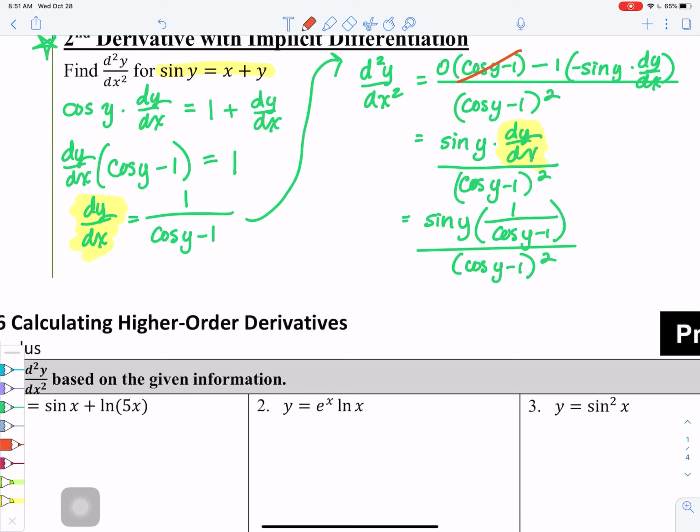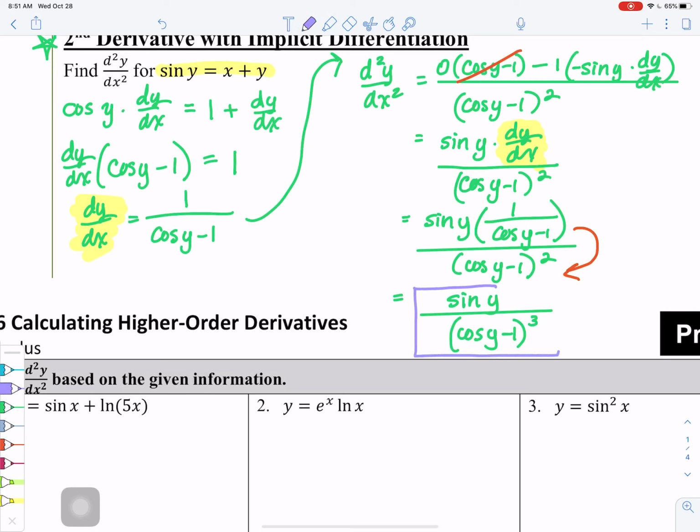Now this cosine of y minus 1 is going to join this square in the denominator, so we end up with the sine of y over the cosine of y minus 1 all cubed. See if I can redo that parenthesis. It looked like a C. And that is the second derivative. Okay, that concludes this topic.